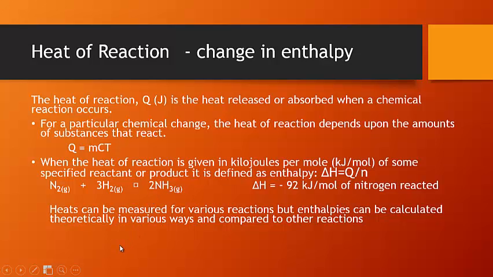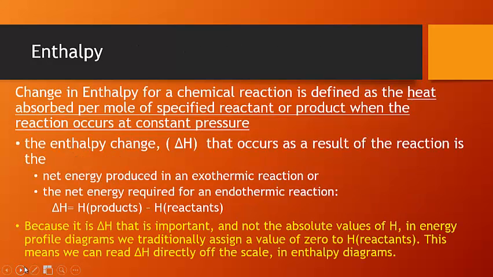The enthalpy change can be measured for reactions, but enthalpies are generally calculated theoretically in various ways, which we'll go through, and they can be compared to other reactions because you've got kilojoules per mole, so you can compare two different reactions as long as you've got enthalpies. The change in enthalpy for a chemical reaction is defined as the heat absorbed per mole of specified reactant or product when the reaction occurs at constant pressure. Constant pressure is important here, but we won't do a lot about pressure until we get to the gas laws, so just make sure you include it in your definition.